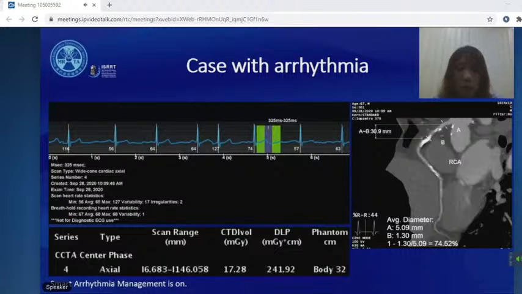The average heart rate was 65, variability was 17, and irregular heartbeats were 2. So in this situation, the smart arrhythmia function was triggered. A repeat scan was performed. 44% led to the optimal reconstruction. And in this case, the radiation dose was much more than in the stable rhythm case. The DLP is 242.